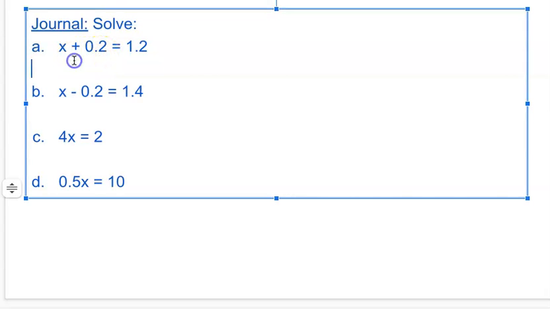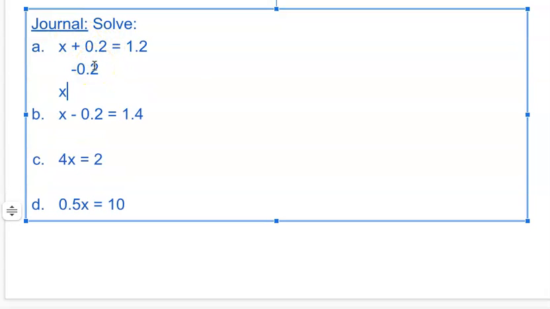Okay, so we're going to solve these one-step equations with decimals. So x plus 0.2 equals 1.2. We want to get x by itself, so we're going to subtract 0.2, which would cancel that out. We'd just be left with x on that side equals. And then since we're subtracting 0.2, we got to subtract 0.2 on this side.